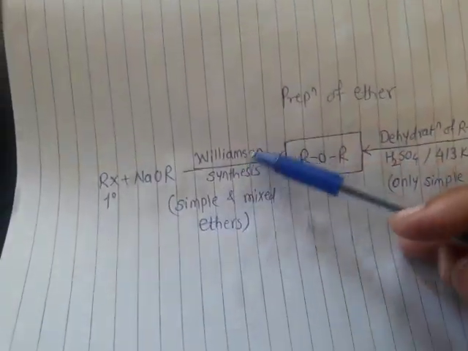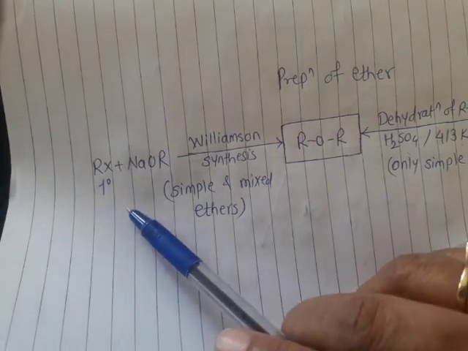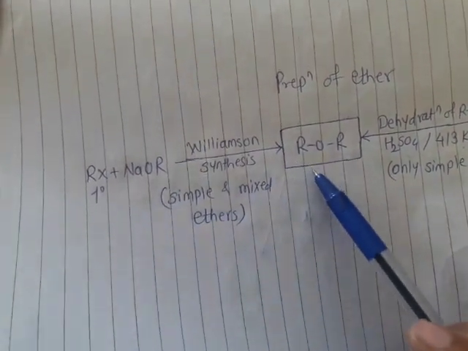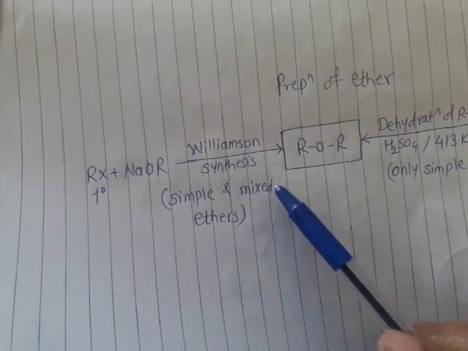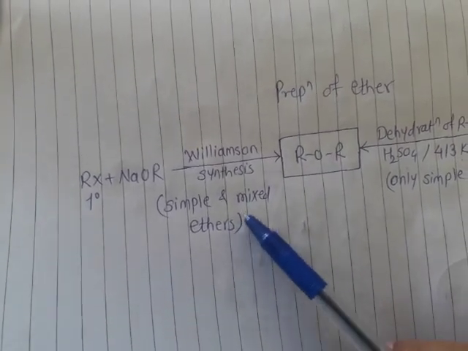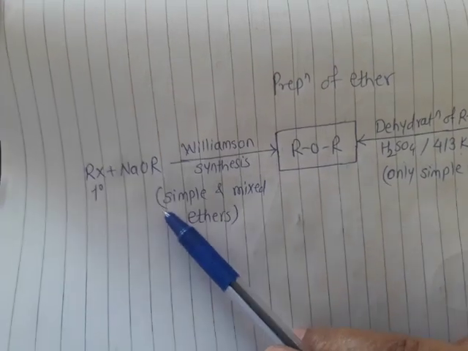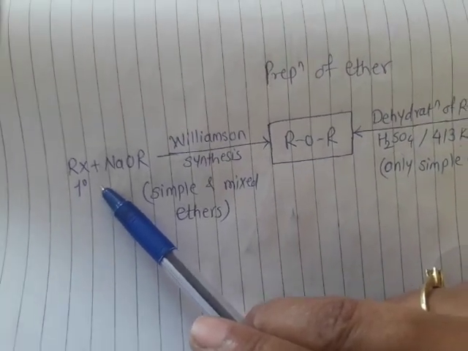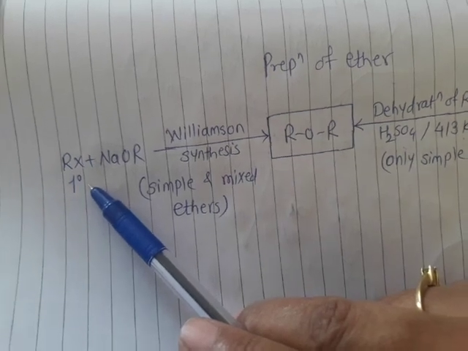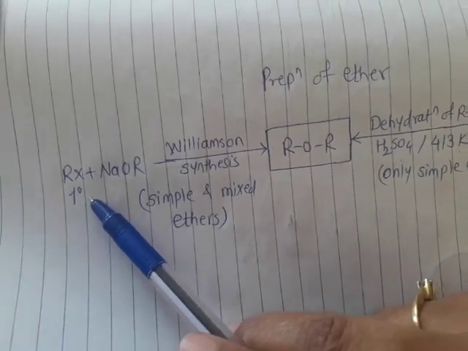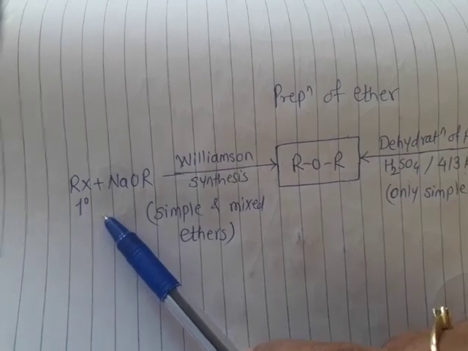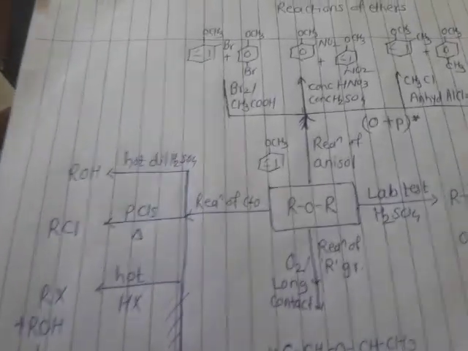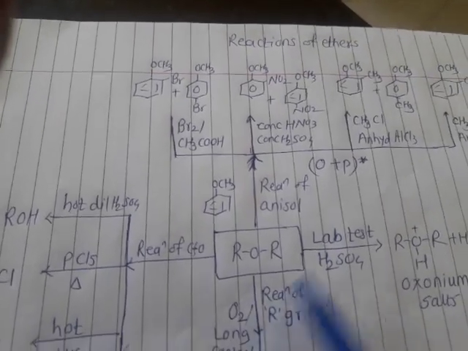And next one is Williamson synthesis. Here alkyl halide is treated with NaOR and we get ether. This method is used to prepare simple as well as mixed ether. Note that alkyl halide must be primary. If we use tertiary or secondary alkyl halide, we get alkene instead of ether. And the last point, that is reactions of ethers.